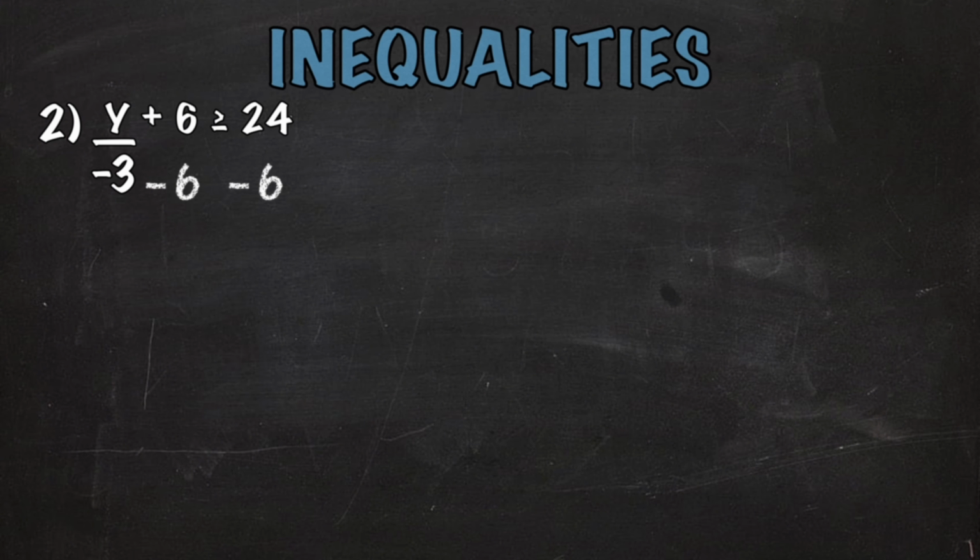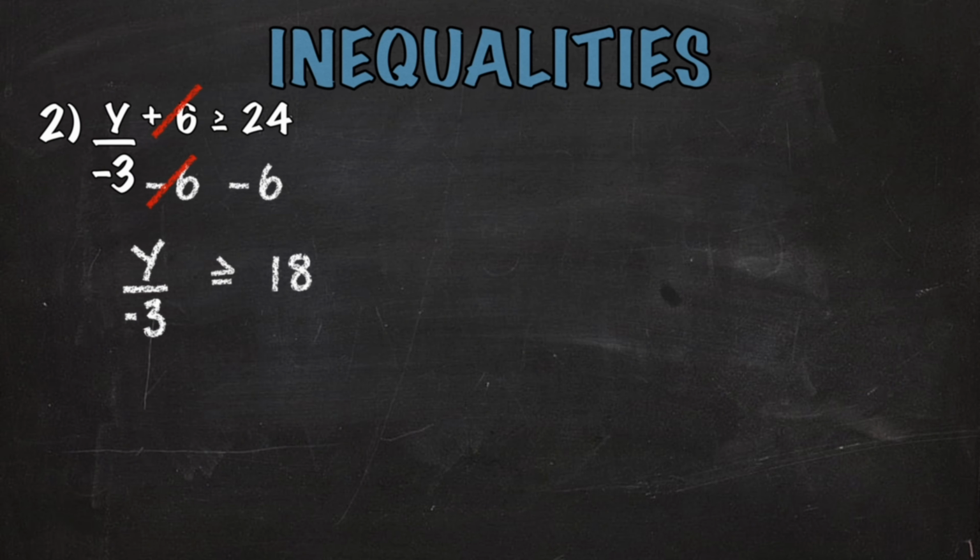On the left side, you can see that this cancels each other out, which means that you are left with y divided by minus 3. And then on the right side, we have 24 minus 6, which gives us 18. So now we have y divided by minus 3 is greater than or equal to 18.